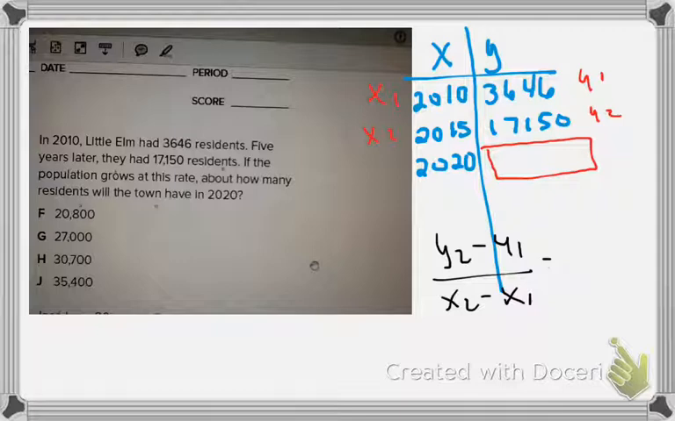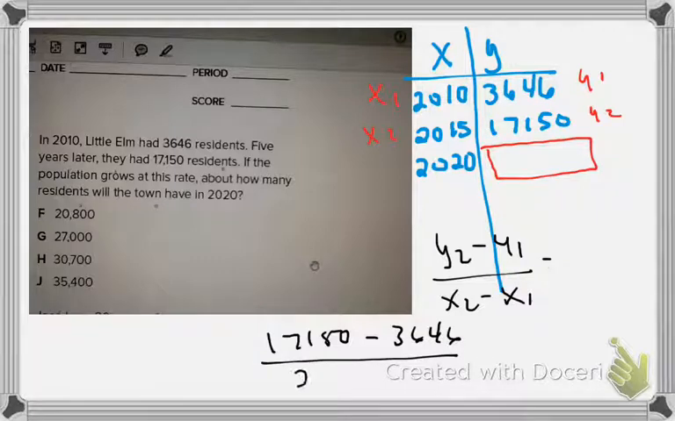So y2 is 17,150 minus y1 is 3,646 over 2015 minus 2010. Well, the bottom part's easy. It's 5 years. All right, so we're going to subtract these two. And once we subtract them, then we'll have our numerator. So 17,150 minus 3,646 should be 13,504.